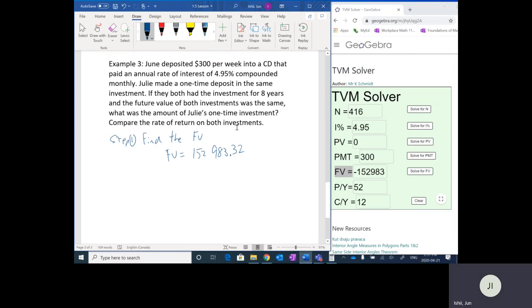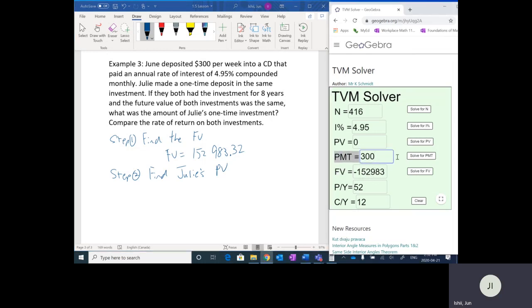So then let's figure out what Julie has to put in to get that actual amount. Okay, so find Julie's present value, because it's not a payment thing. I'm going to leave the future value the same. That's where we want to get to. She's not making any payments, and we're going to solve for the present value. Again, it's still 4.95% compounded monthly.